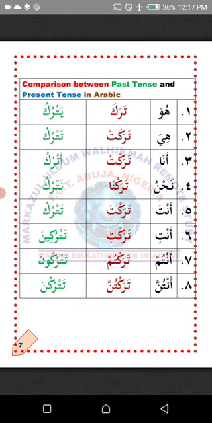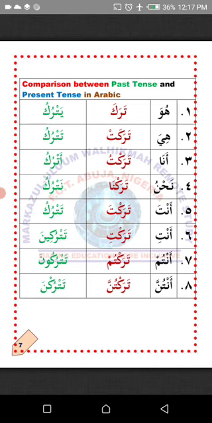Number 3. Ana, I. Taraktu, I left or I have left. Atruku, I leave or I am leaving. Number 4. Nahnu, we. Tarakna, we left or we have left. Natruku, we leave or we are leaving. Number 5. Anta, you, talking to a single male person. Tarakta, you left or you have left. Tatruku, you leave or you are leaving.